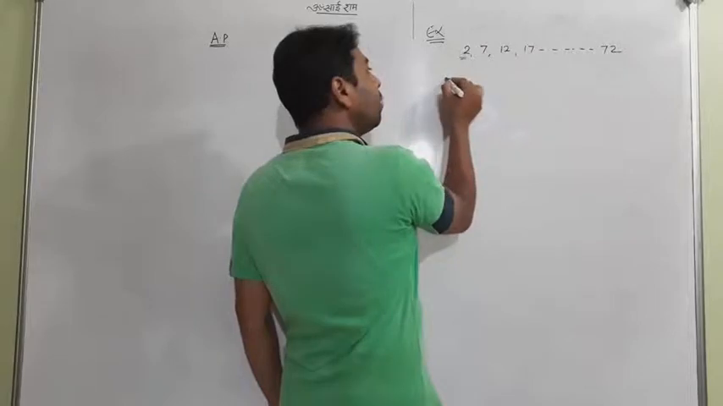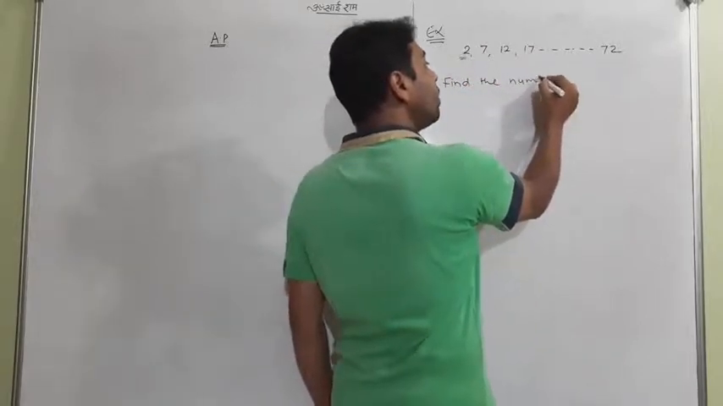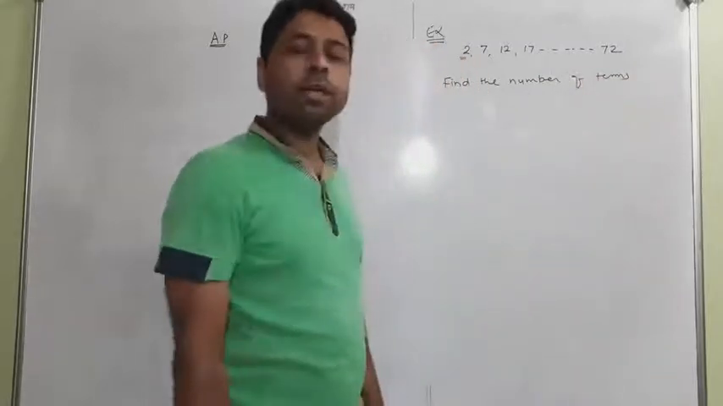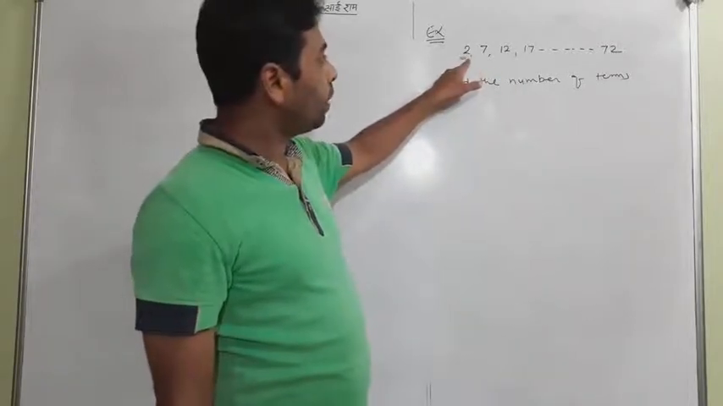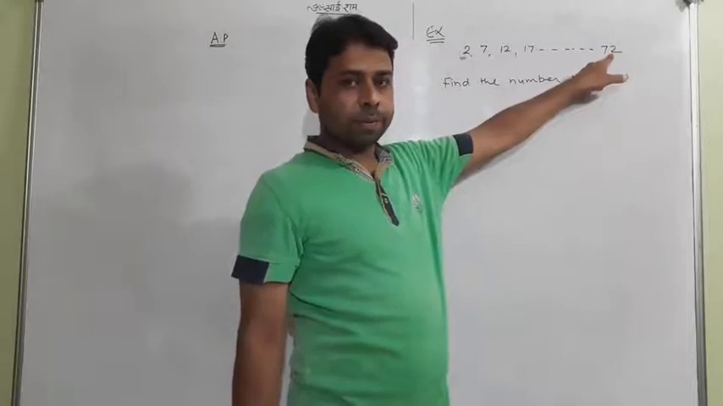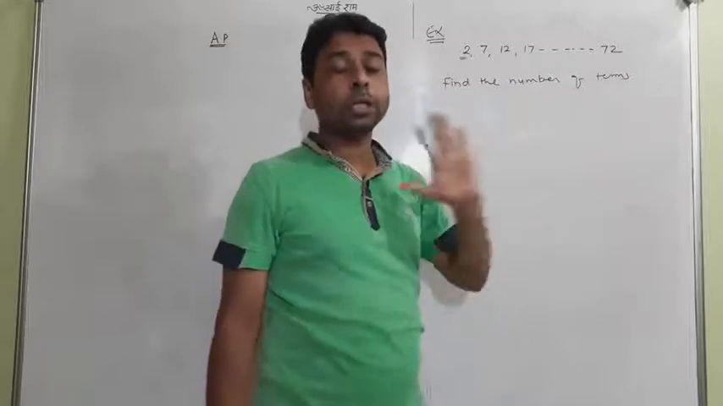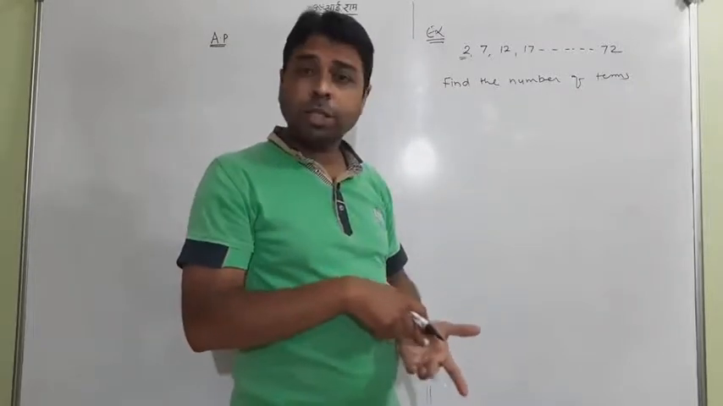If I say find the number of terms, look, this is very important. We are given 2, 7, 12 and the last term is given, and we are told to find the number of terms. So, very important, we will again easily use the same formula. What is the meaning of this question? I'll tell you.